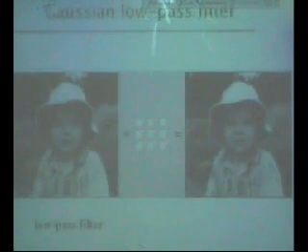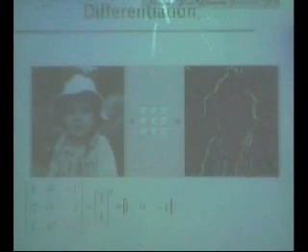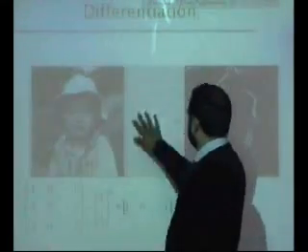Nowadays these are in your digital cameras. All these filtering and features are there in the camera, which does all the processing in real time. So you can sharpen the edges. This is a low pass filter. This is the differentiator. Again, this is the mask.